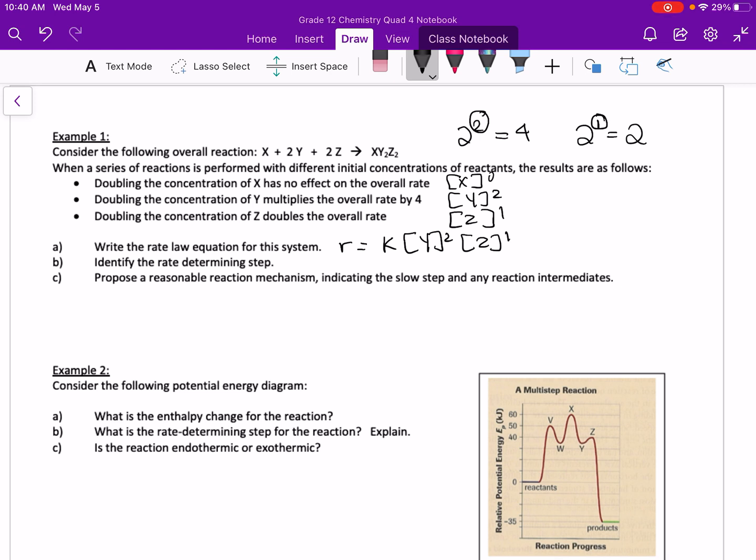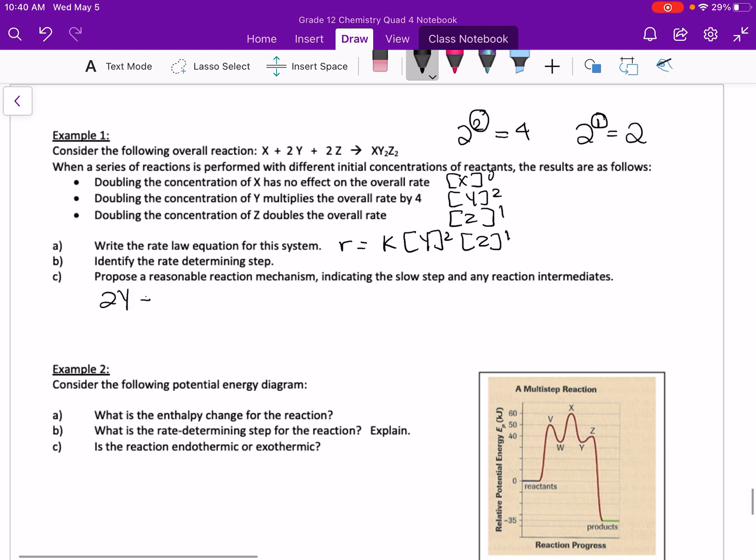To identify the rate determining step, this is going to be the slowest step in the reaction. So my rate law tells me that my rate determining step will have 2y plus z. Remember that your rate law equation also tells you the coefficients in your rate determining step. If I have 2y plus z, I can make y2z. And this is my rate determining step.